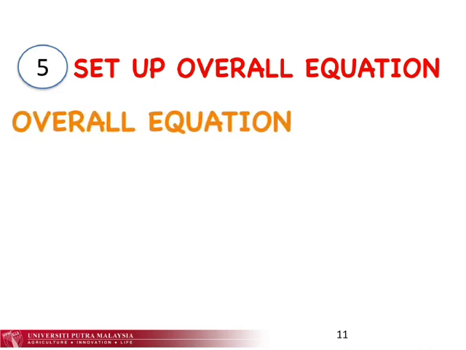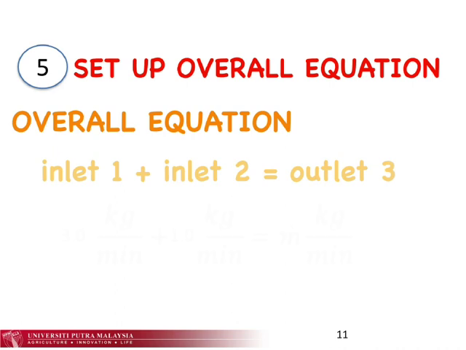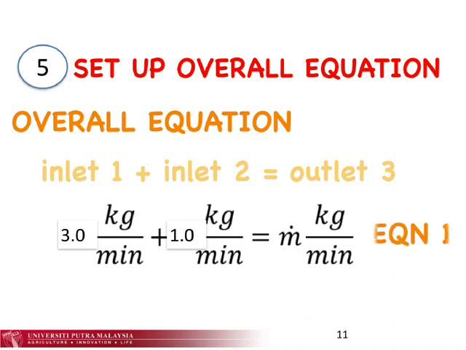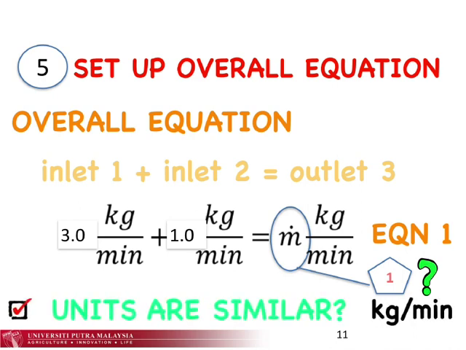So now, let us set up the overall equation for the process. Remember, input equals output for a non-reactive process. So our inputs are stream number 1 and stream number 2, and our output is stream number 3. Replace the terms with the known and unknown variables set previously. So we have 3 kg per minute of benzene added with 1 kg per minute of toluene equal to m dot kilogram per minute of mixture.